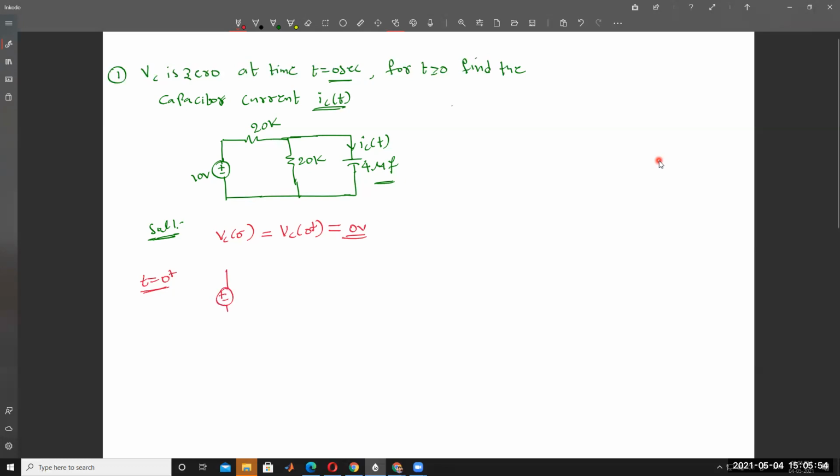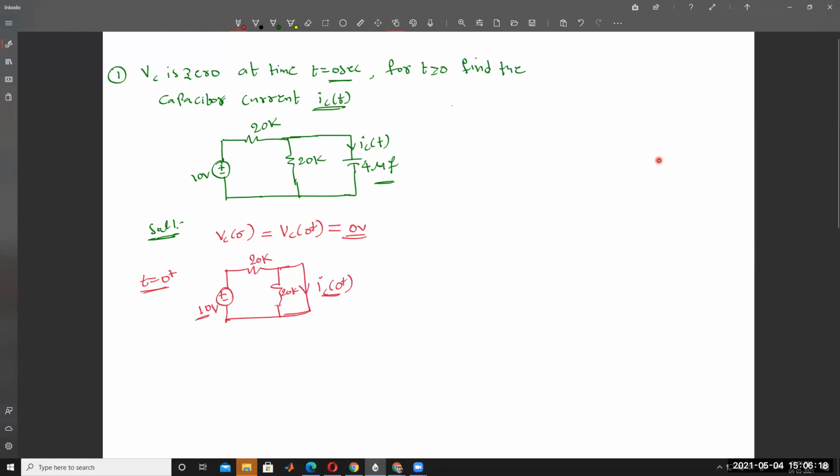This is the equivalent circuit. So the circuit will be like this: 20k and 20k, and this is short circuited. Capacitor does not allow the sudden changes in voltage. That's why it's short circuited. And here, 10 volts, and then this is IC of 0 plus.